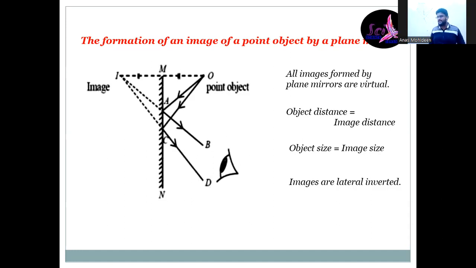All the others are the same. If it is not doing the same, if the right is stuck with the right, then you have to think about it and be clear about it. Whatever the object you take, point or non-point, these are the properties of a plane mirror.